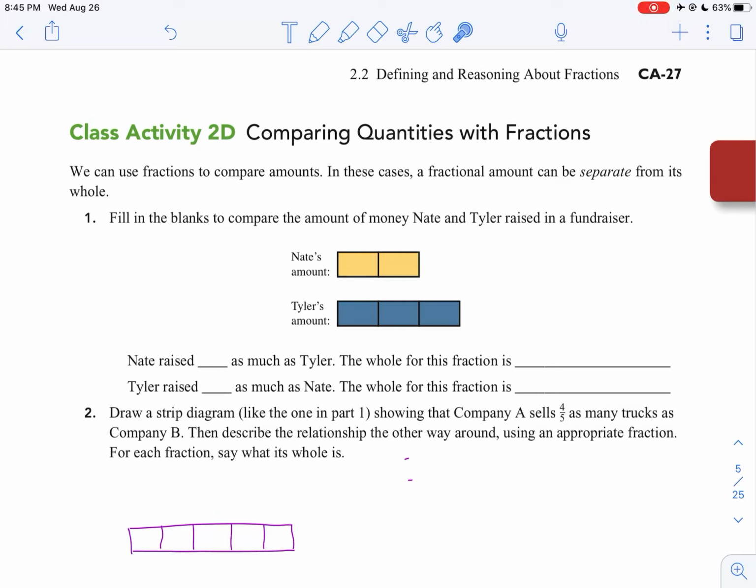So what are you thinking here? Go ahead and pause it, see if you can fill out number 1 on your own. Excellent. If you got the correct answers, congratulations. If not, let's take a look here.